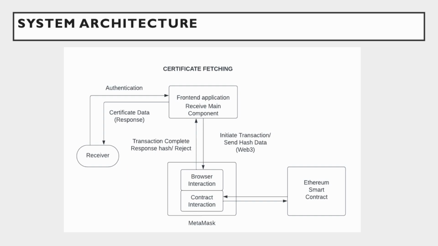The second phase of system architecture consists of certificate fetching. In certificate fetching, the receiver logs in and authenticates on the front-end application. A call is then made to fetch the certificate using the Web3 library in the receiver main component to retrieve all certificates associated with the receiver. This request is then forwarded to MetaMask, which interacts with the contract using the current user wallet address to retrieve any stored hashes associated with the recipient and sends them to the front-end application.